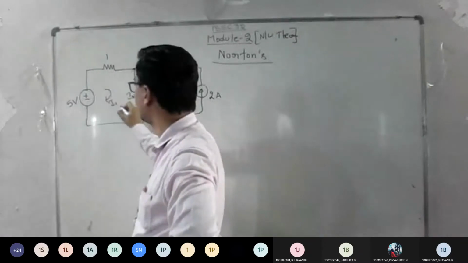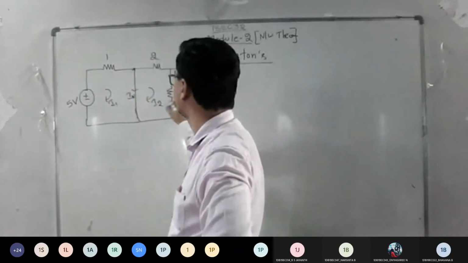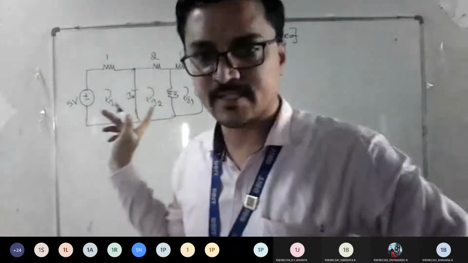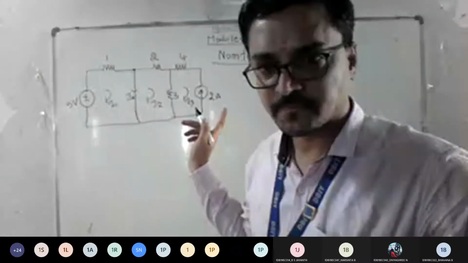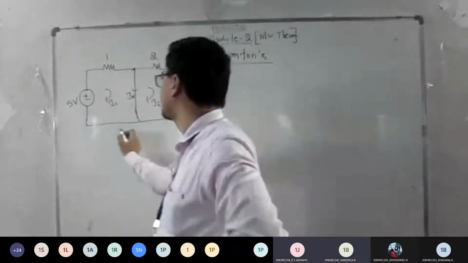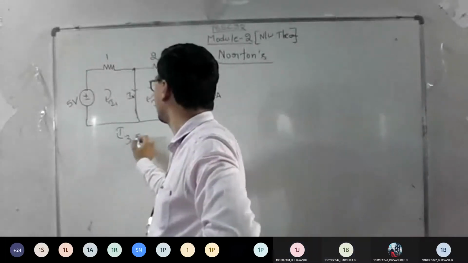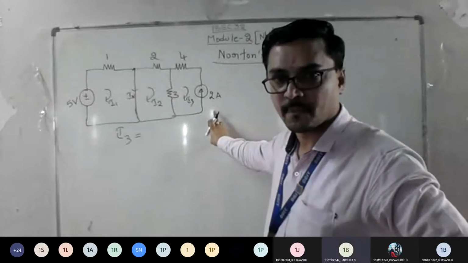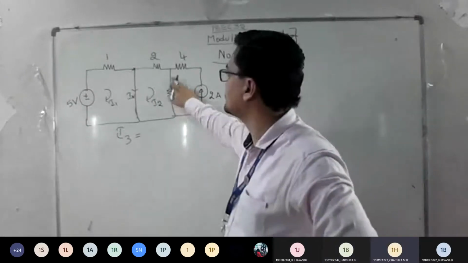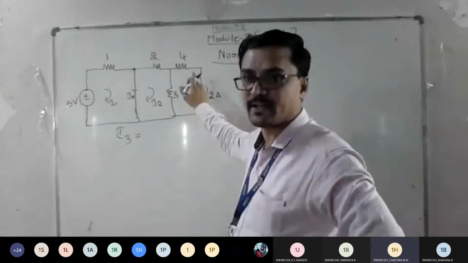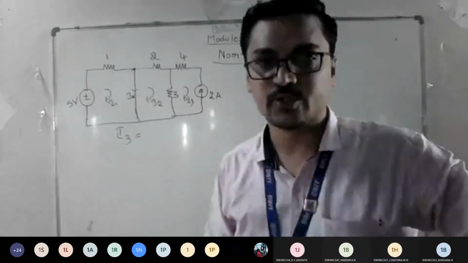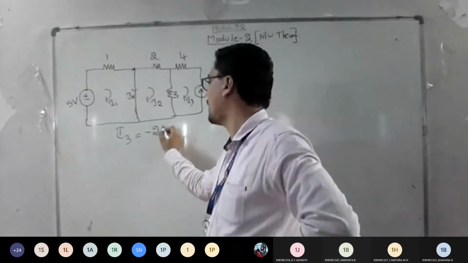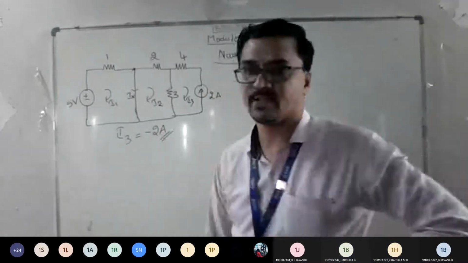Mark the meshes first: I1, I2, I3. Out of these 3 currents, 1 current is already known. Which is that? I3. So we know that I3 is equal to, is it plus or minus? Minus 2 ampere. The 2 ampere is coming in this way, your mesh current is in this way. Both are in different directions, so I should write minus. So I3 is minus 2 amp. So one answer you got.